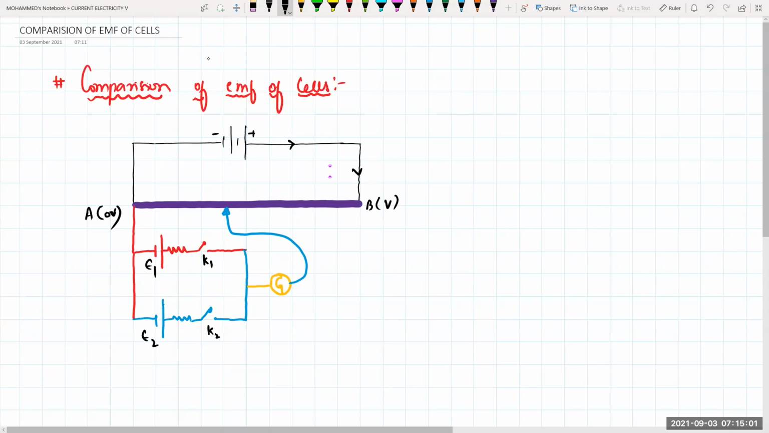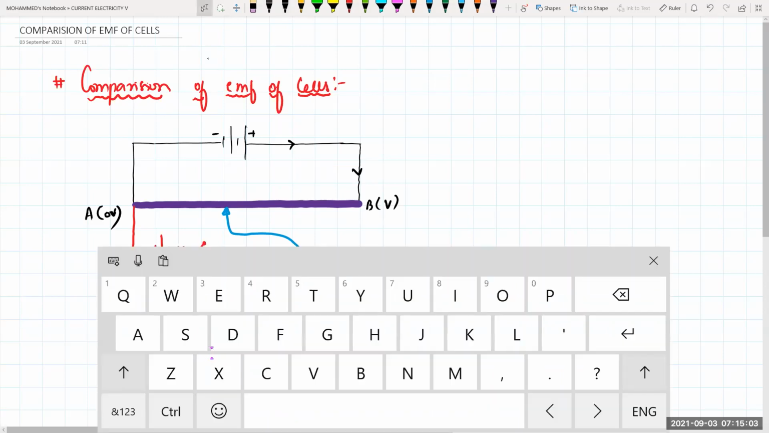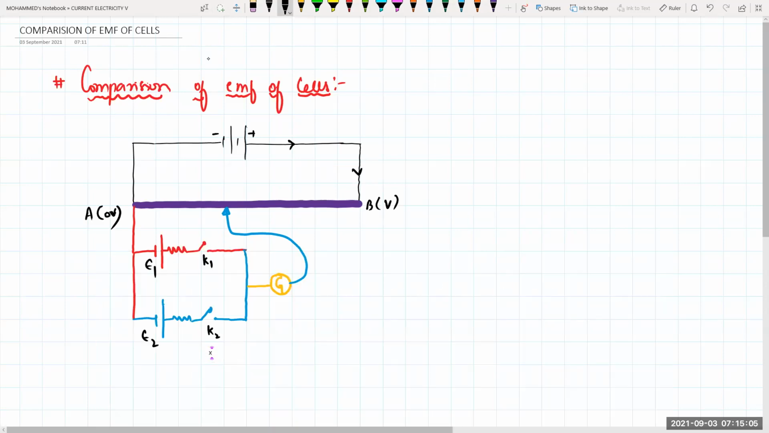If I need to use the E1 cell in the primary circuit, what do you do? You close K1, so E1 comes into existence. If I need to use only E2 but not E1, then open K1 and close K2 so that only E2 will be used. The above circuit is known as what? Primary circuit, I told you. The lower one is known as the secondary circuit.